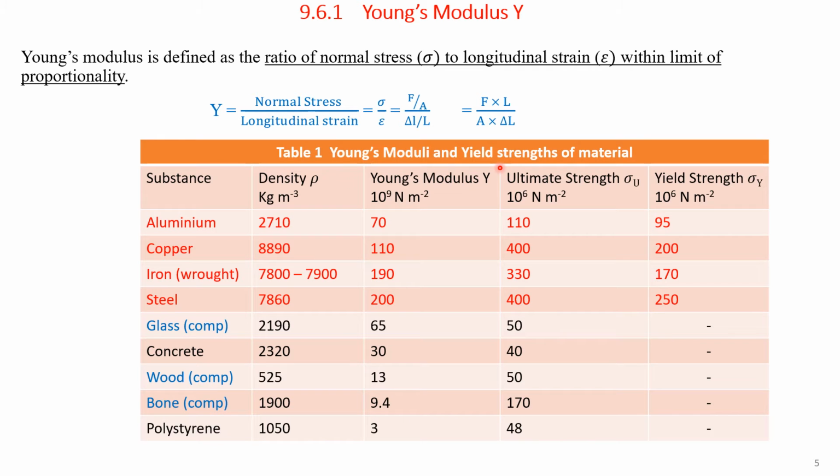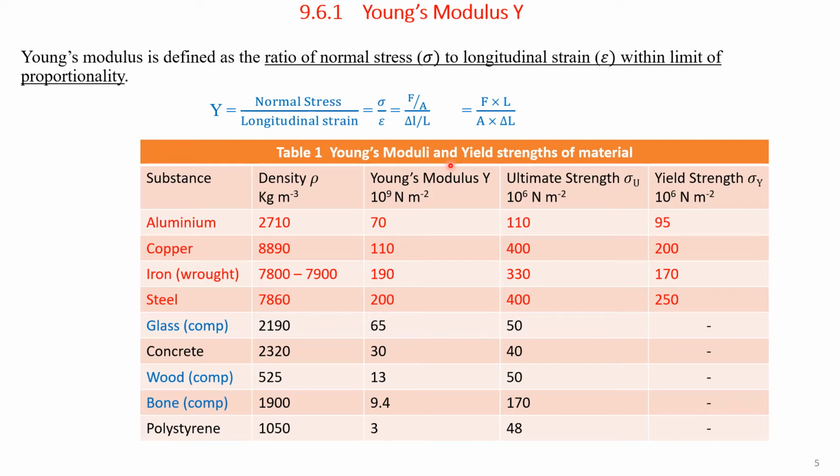The table shows the value of Young's moduli and yield strength of some selected materials. From the data given in this table, it is noticed that metals have large Young's moduli. Therefore, these materials require a large force to produce a small change in length. For example, to increase the length of a thin steel wire of 0.1 cm square cross-sectional area by 0.1%, a force of 2000 newtons is required.